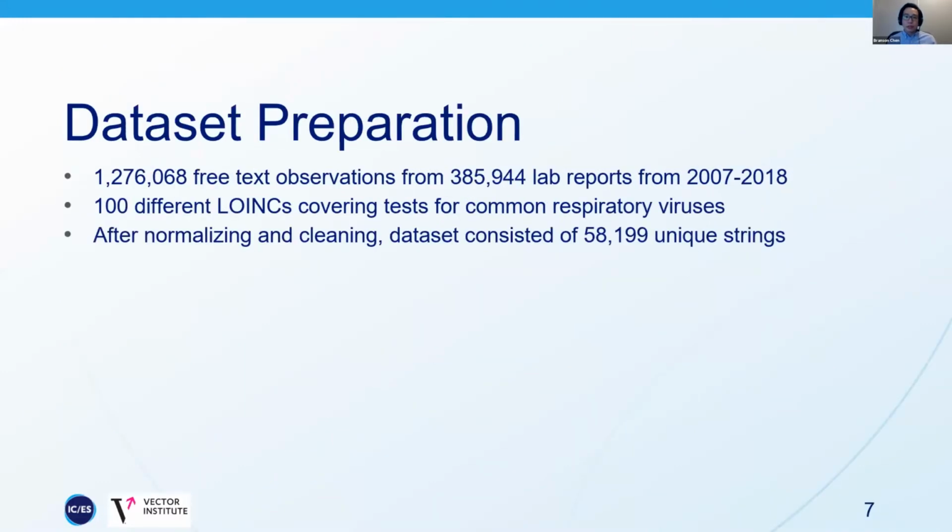We looked at respiratory virus lab reports from 2007 to 2018 in OLIS, which contained around 1.3 million free text observations. This dataset had observations under 100 different LOINC codes. This is a universal coding system for identifying medical lab observations.